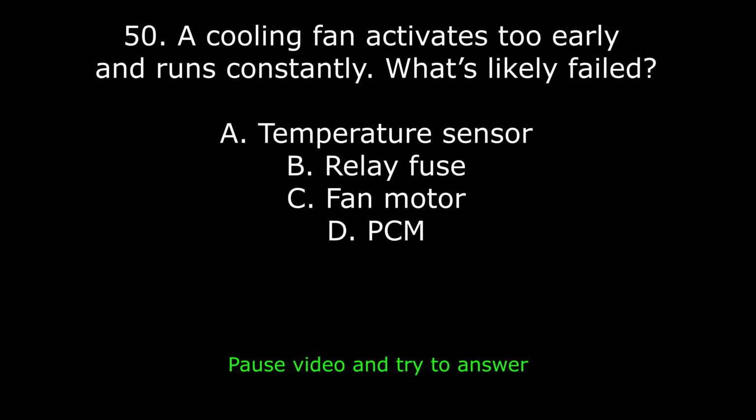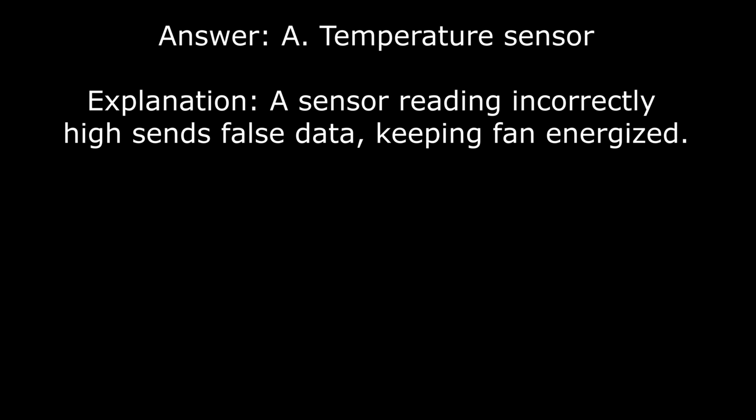50. A cooling fan activates too early and runs constantly. What's likely failed? A. Temperature sensor. B. Relay fuse. C. Fan motor. D. PCM. Answer: A. Temperature sensor. Explanation: a sensor reading incorrectly high sends false data, keeping fan energized.